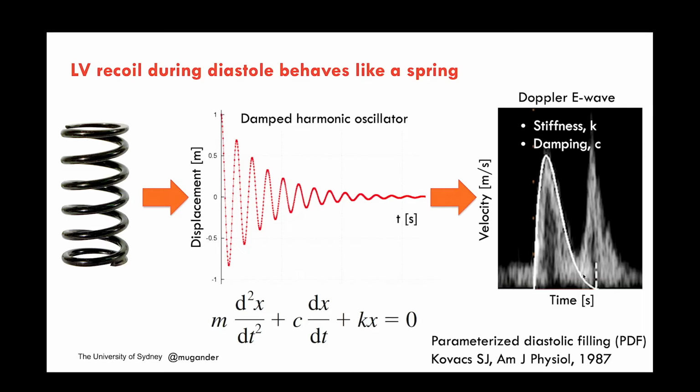And when you do trace an E wave using that function, you can extract parameters such as stiffness and damping. And now it gets interesting. Stiffness and damping are two very different parameters, and both can be uniquely gleaned from an E wave, and it tells us about the myocardial properties.